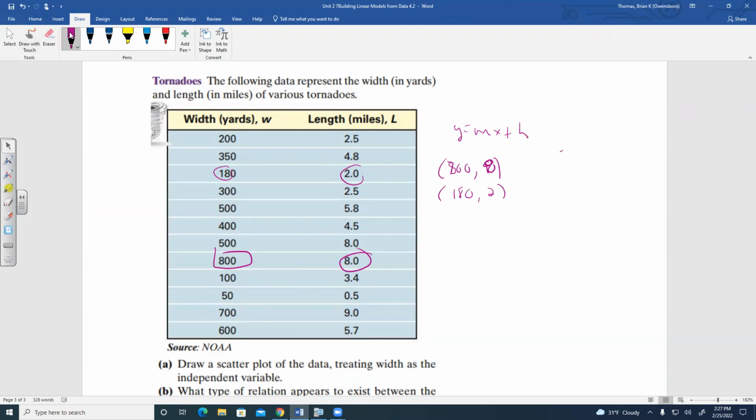So if I change my y's, it's going to be 8 minus 2, and then 800 take away 180. It doesn't matter which is point 1 and point 2. I'm going to call this point 2 and this point 1, because that makes my math a little bit easier to do in my head. So 8 minus 2 would be 6. 800 take away 100 would be 700, and take away 80 more would be 620. So what I have is a 6 over 620. Let's just go ahead and change that to a decimal.